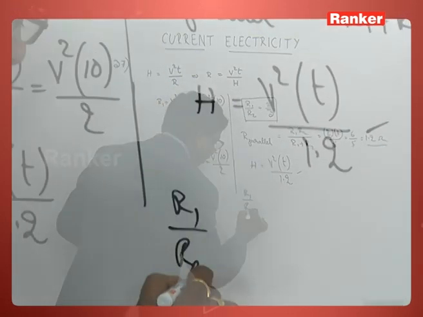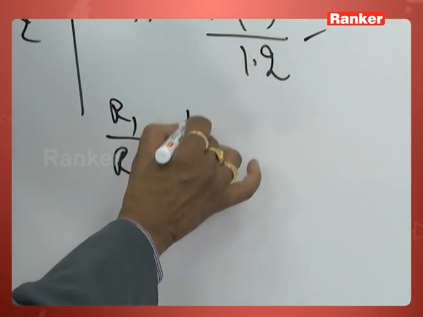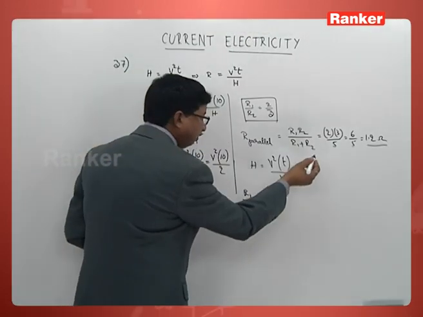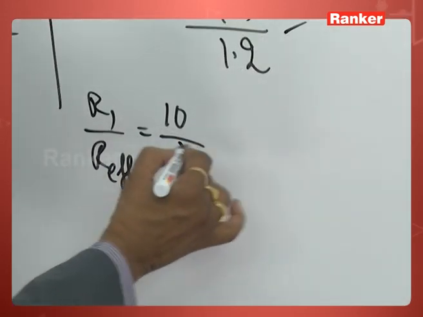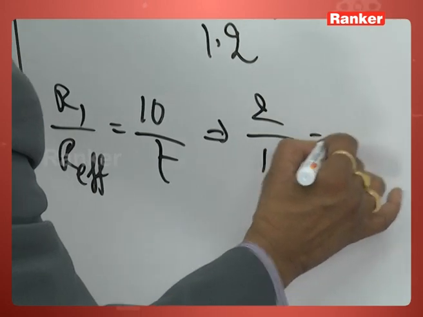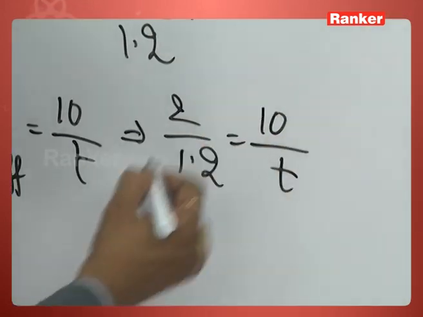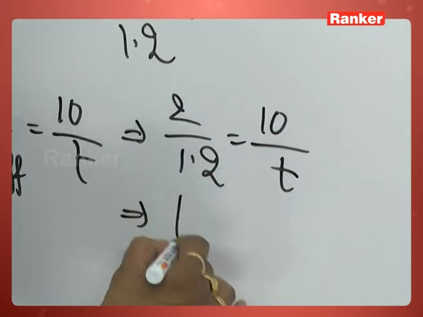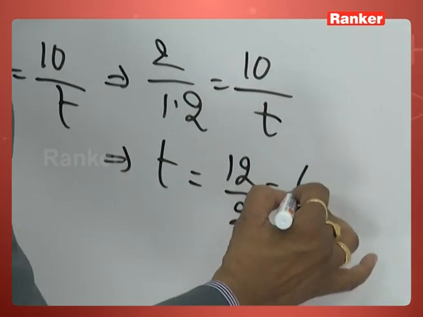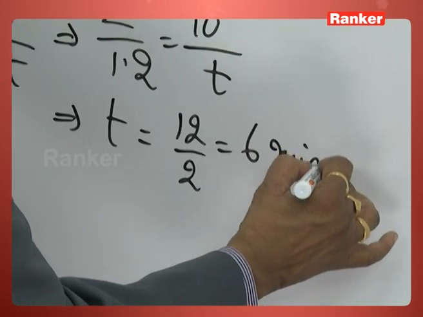R1 by R effective is equal to 10 minutes by T, where R effective is the value we have got. So what can we write? 2 by 1.2 is equal to 10 by T. Then what will be T now? It's 12 over 2, which now becomes 6 minutes over here.